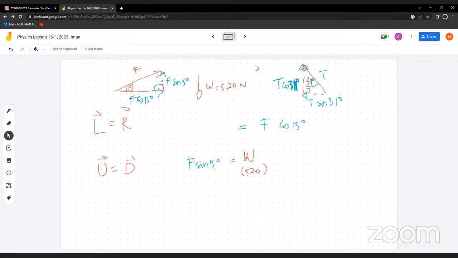T sine 31. Left equals to right, up equals to down. Where do I put it? Left, correct. T sine 31, right? Where do I put T cosine 31? Up. Yeah, there. I have finished writing this.